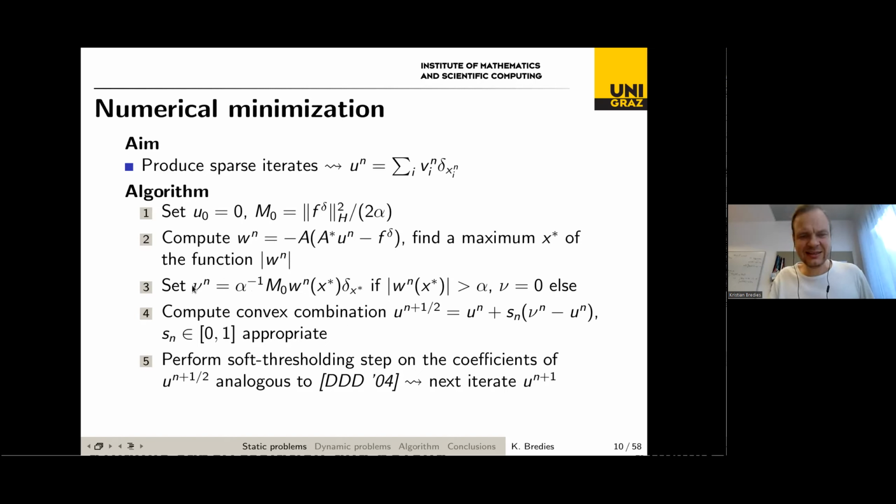This is a candidate. Let's say we have a descent direction. What you do is build a convex combination between your finitely many peak solution and this new peak here. So you can realize several step size rules, like optimal line search, but also something else. And then you also perform a thresholding step on the coefficients.